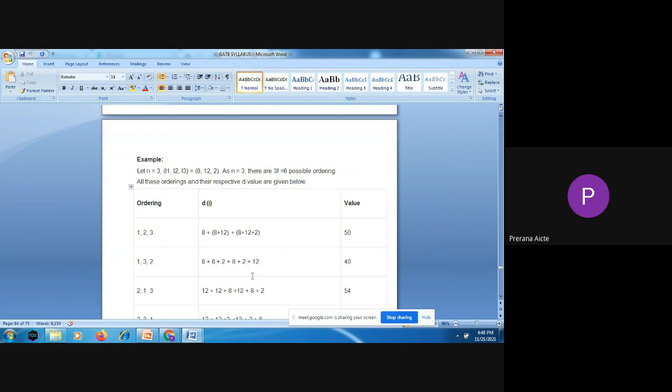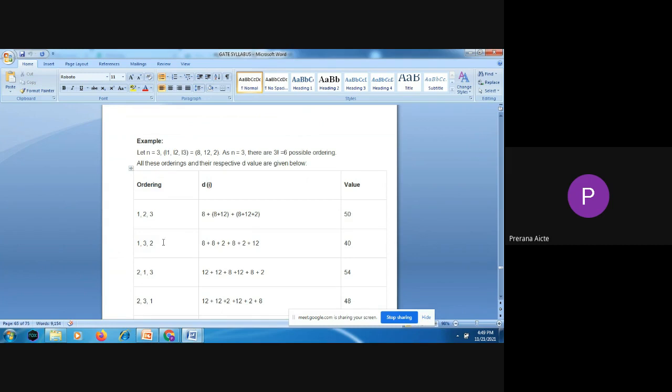If you follow the order 1 2 3, the first program's length is 8, so to read it we have to wait for 8. Plus, to retrieve the second program, again you have to start from the beginning of the tape, so 8 plus 12. And to retrieve the third program, again we start from the beginning of the tape, so 8 plus 12 plus 2. Overall, if you store the programs in order 1 2 3, the time is 50. Then you take the average time, 50 by 3.